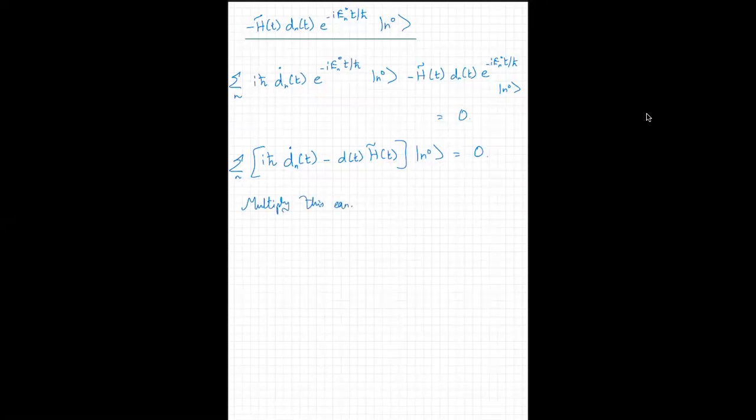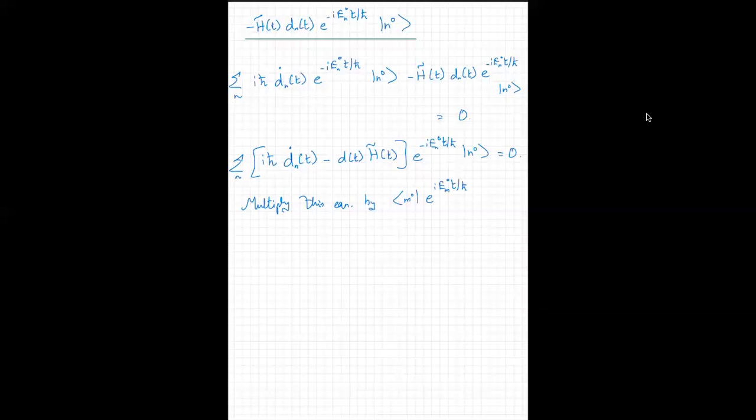Now I will not get rid of the e to the minus iE_n0 t over h bar. I'll just retain it, because there is nothing wrong with retaining it. So I'll write the minus iE_n0 t over h bar |n0⟩. And then I'll multiply this equation by the bra ⟨m0| times e to the iE_m0 t over h bar. Now you can easily guess where I'm going with this.